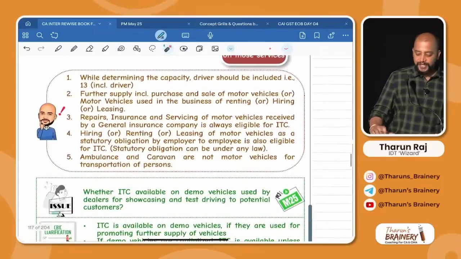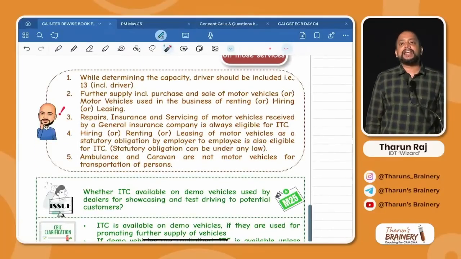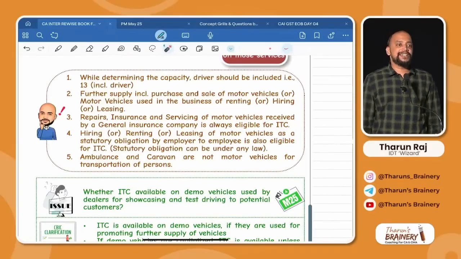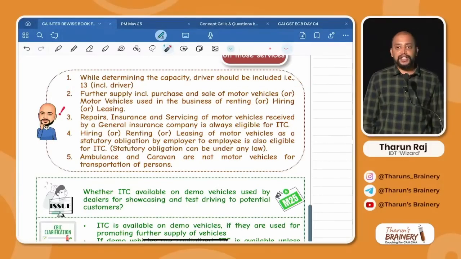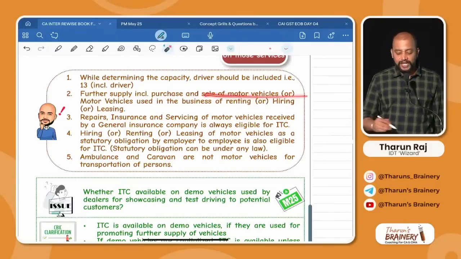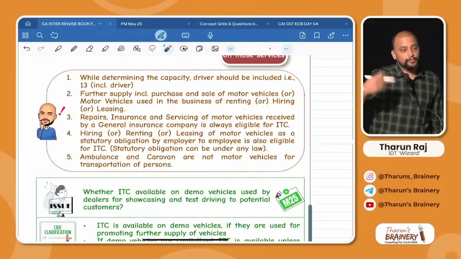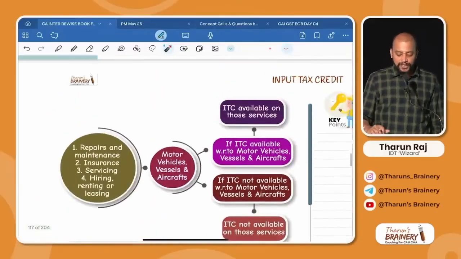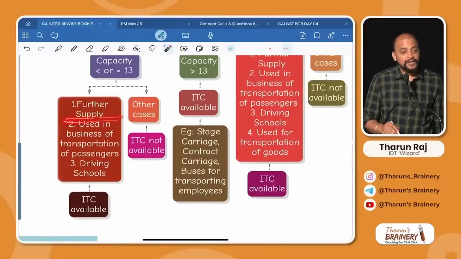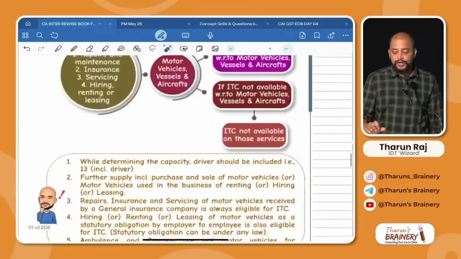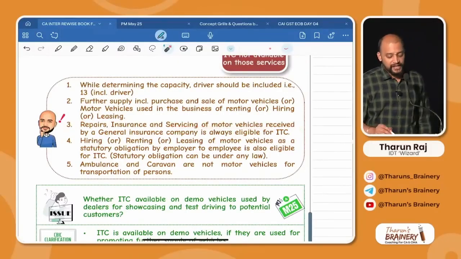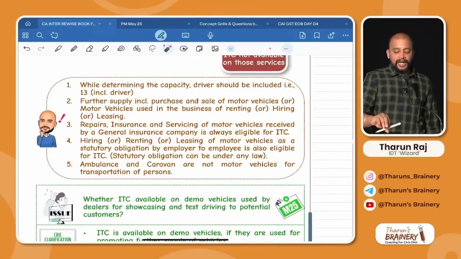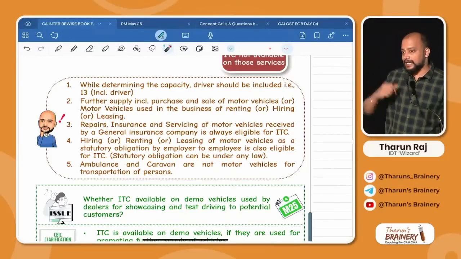Now look into some special points in this regard. While determining the capacity, whether it is including driver seat or excluding driver seat, definitely including the driver seat. Further supply includes purchase and sale of motor vehicles, that is, motor vehicles used in the business of renting, hiring and leasing. Both are covered. Correct? I told you. Further supply means what? Sale of motor vehicles or renting of motor vehicles, because supply is a generic term. Next, repair, insurance and servicing of motor vehicle received by a general insurance company is always eligible for ITC.